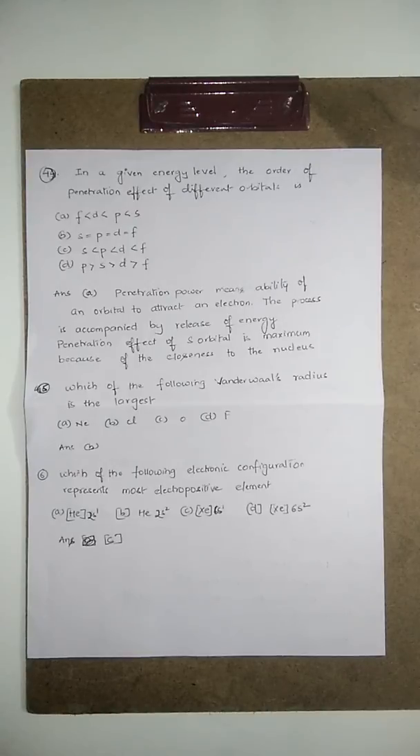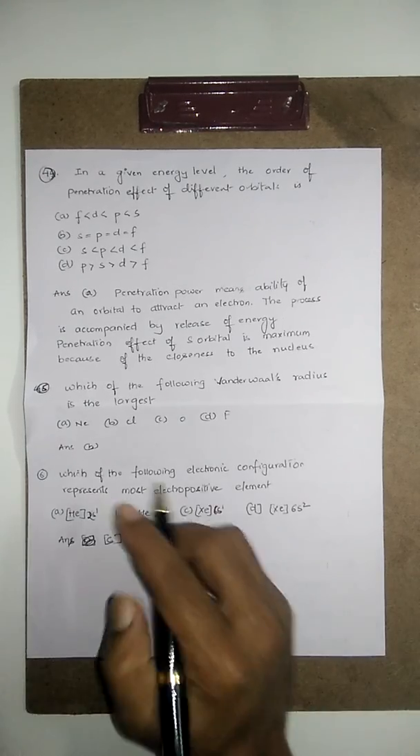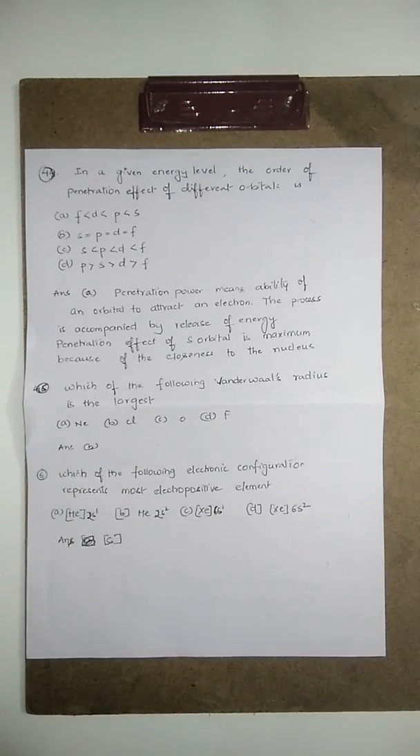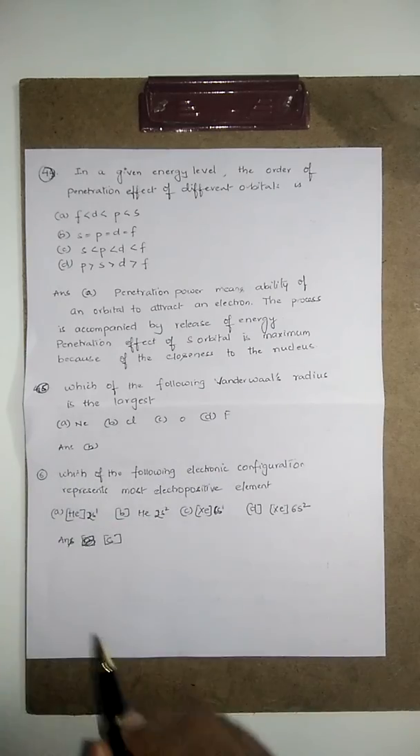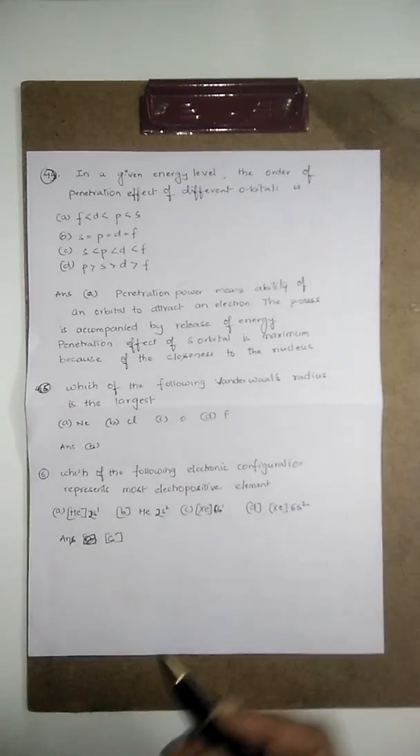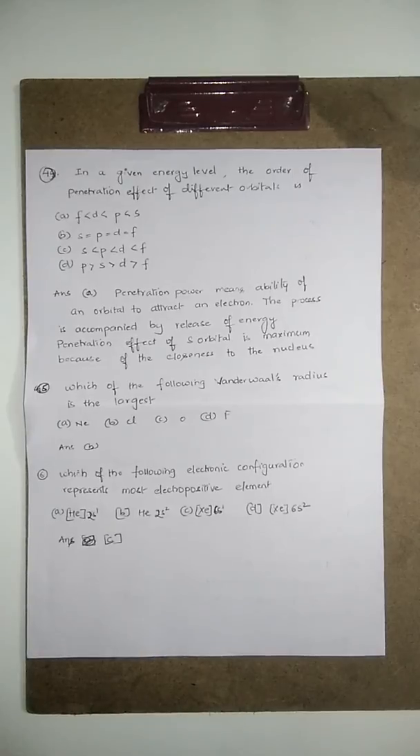Moving ahead to the next question, which of the following has the largest van der Waals radius? This is a tricky question. The options are neon, chlorine, oxygen and fluorine. In general, we know noble gas elements have larger van der Waals radius because they are non-bonded. We might think like that, but here you should also consider the period in which they are placed. Chlorine is placed in the period below neon, oxygen and fluorine. So obviously the size is highest, so undoubtedly chlorine will be the answer.